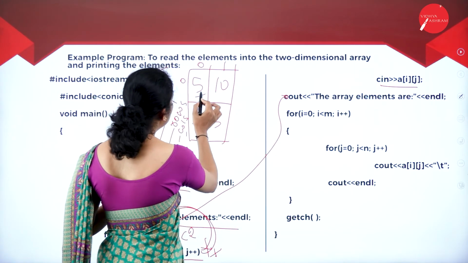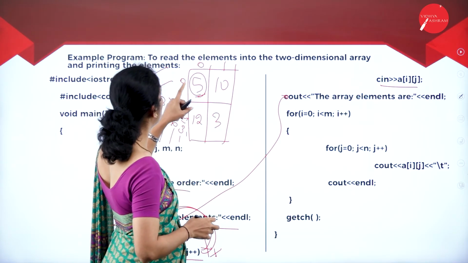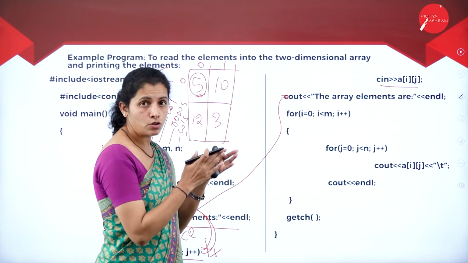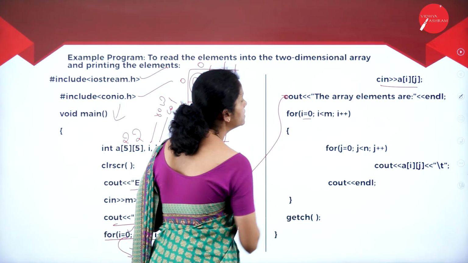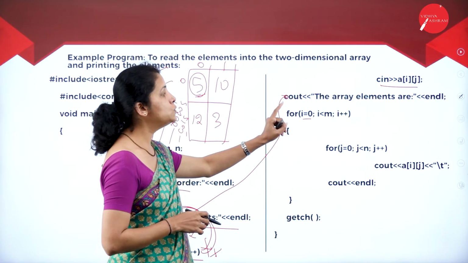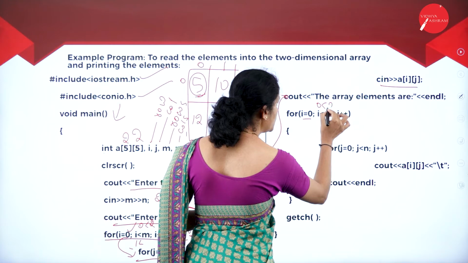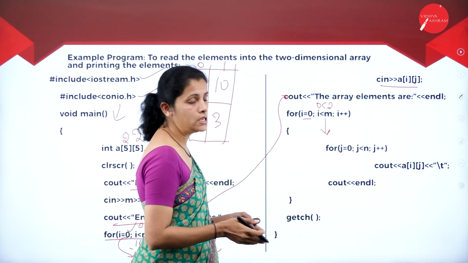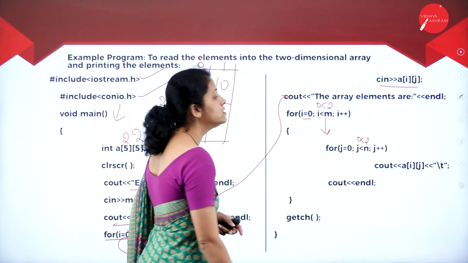Now I want to print the value 5, and where is it stored? In the place of 0, 0, that is 0th row and 0th column. So for that reason I am going to start my for loop with the value 0. 0 less than 2, true. Now what is j? j is 0, 0 less than 2, the condition is true.